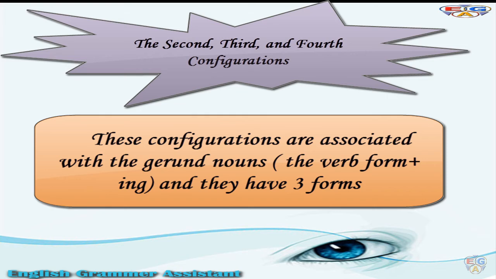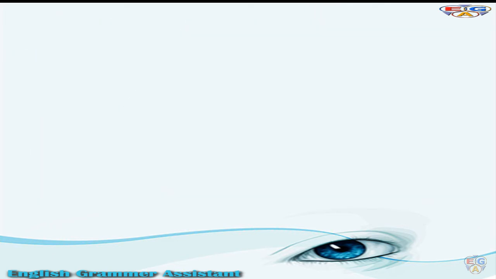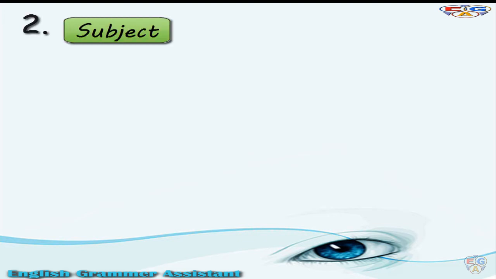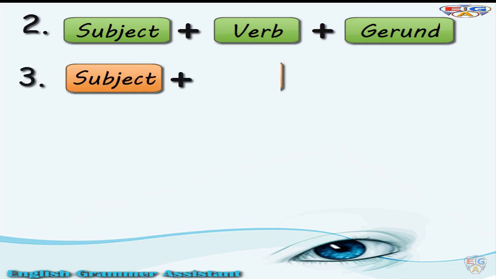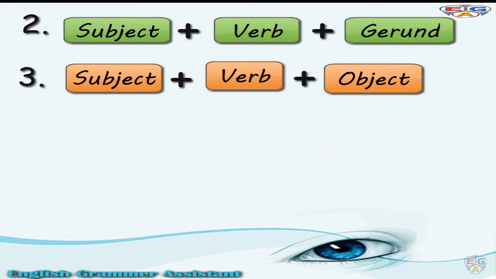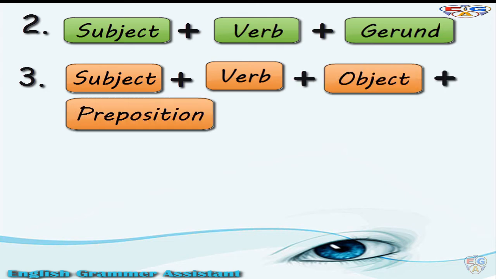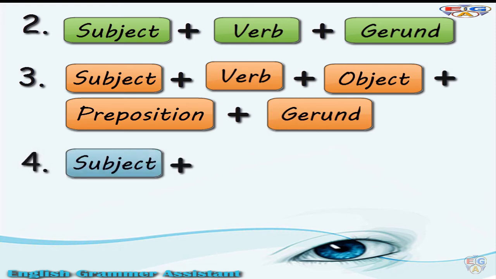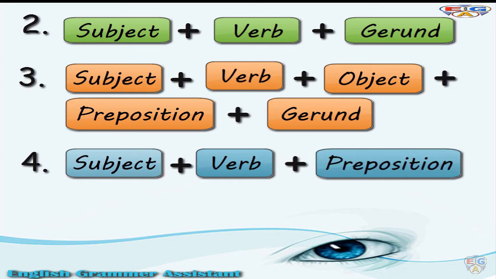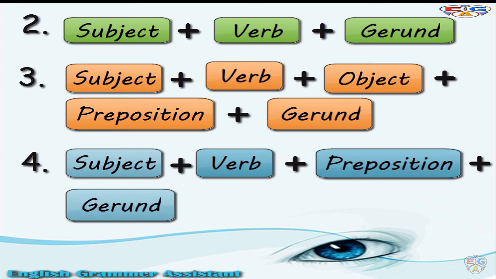The second, the third, and the fourth configurations. These configurations are associated with the gerund nouns, and they have 3 forms. The second configuration has the form of subject plus verb plus gerund. The third configuration has the form of subject plus verb plus object plus preposition plus gerund. The fourth configuration has the form of subject plus verb plus preposition plus gerund.